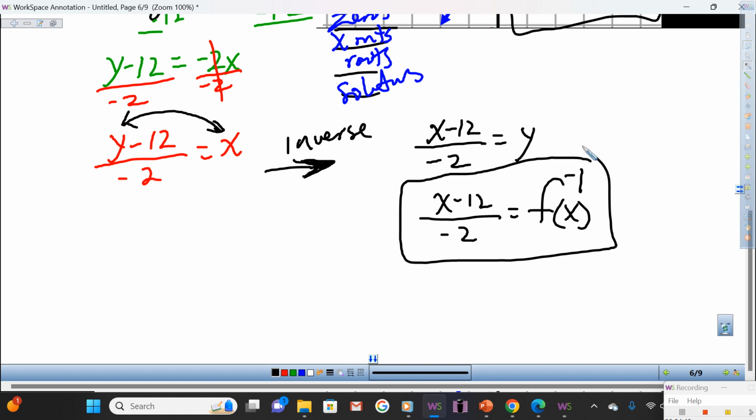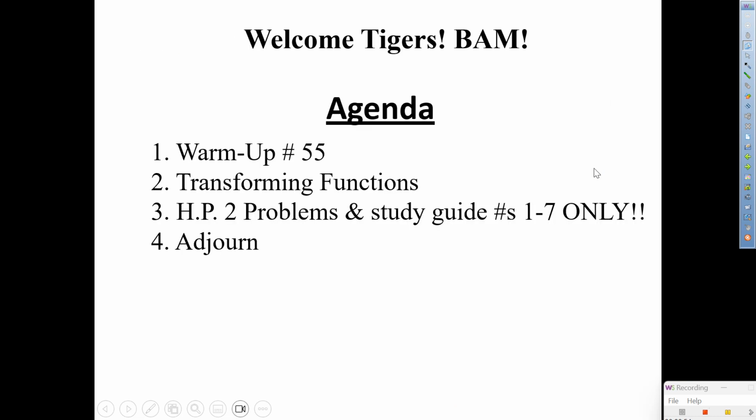Let's go. All right. Copy the agenda for today. Agenda: warm-up number 55, transforming functions. And tonight's home play is 2 problems in transformations. But from the study guide, you're going to work on numbers 1 through 7 only. Work on the ones that you know. Put a star on the ones that you have questions about, because we're going to go over those tomorrow in class.